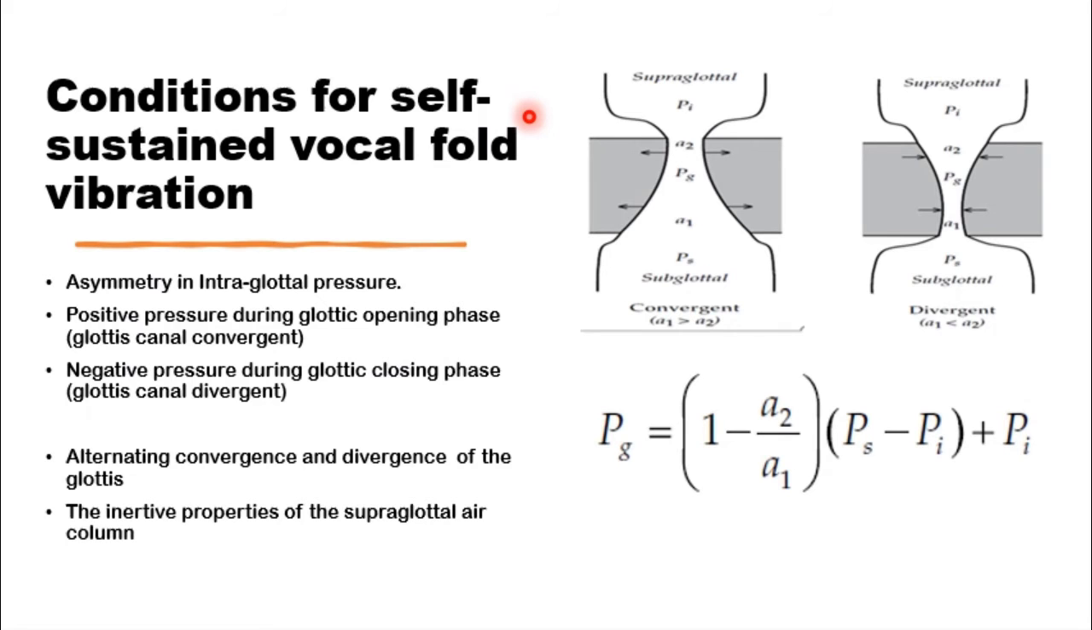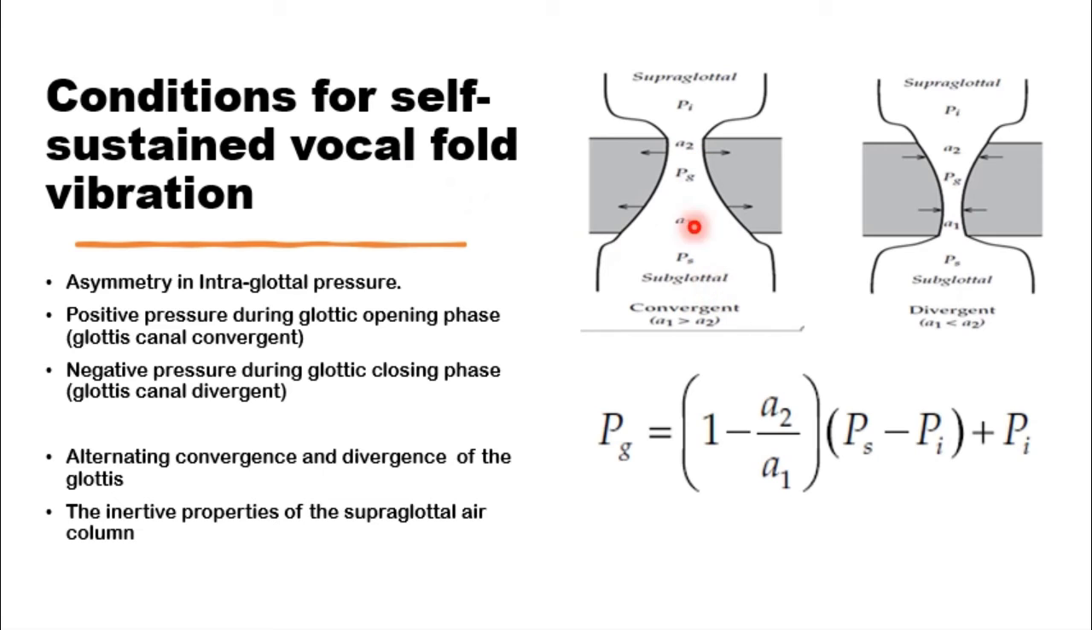The condition to have a self-sustained vocal fold vibration is to have asymmetry in the intraglottal canal pressure, the pressure in the intraglottal canal in here. If there is asymmetry providing positive pressure in the opening phase, that would help get the two vocal folds apart, and negative pressure during the closing phase that will pull the medial ends together to close the glottis. This is the condition for self-sustained vocal fold vibrations.